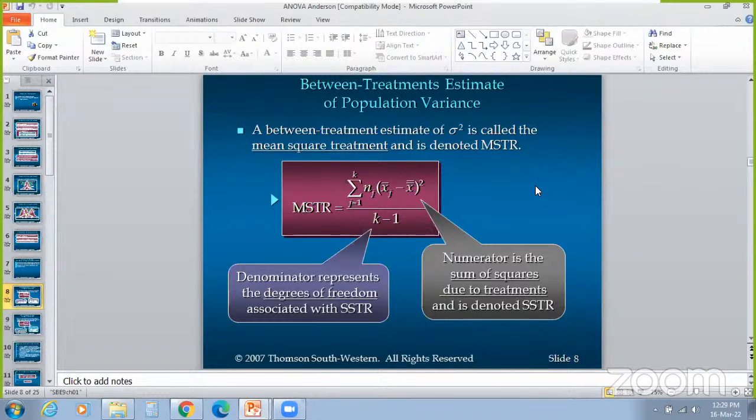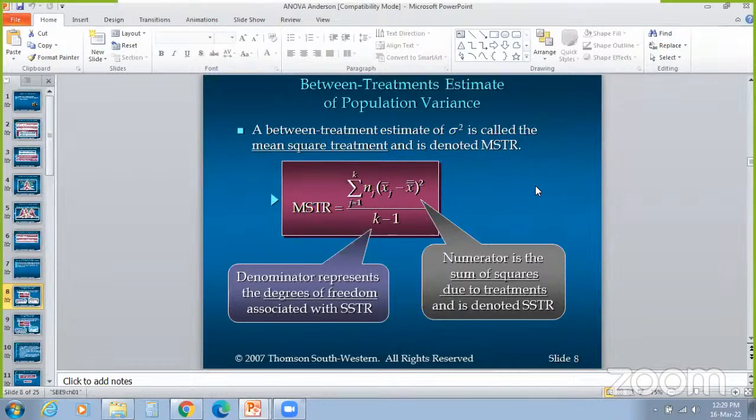The between treatment is that, because of their occupation, you have to call it a treatment. Occupation is a treatment. That is the variable. Because of the treatment, is there any difference in the mean salary? That is called between treatment. And within treatment.